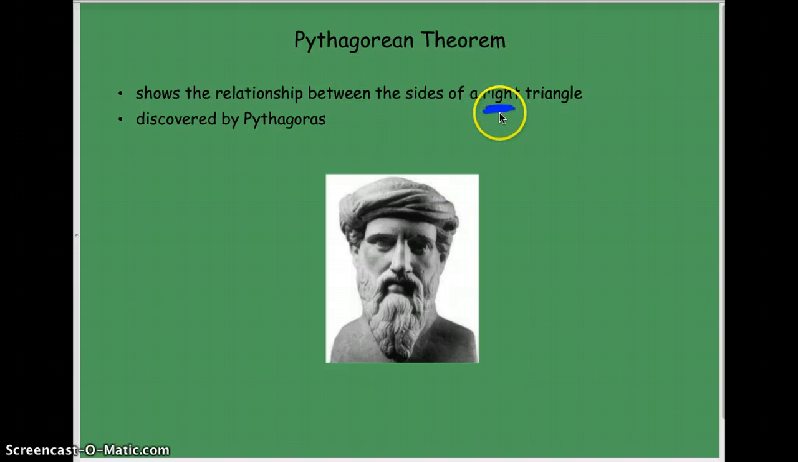It has to be a right triangle. It cannot be any other type of triangle. And it was discovered by an ancient philosopher named Pythagoras, so it was named after him.